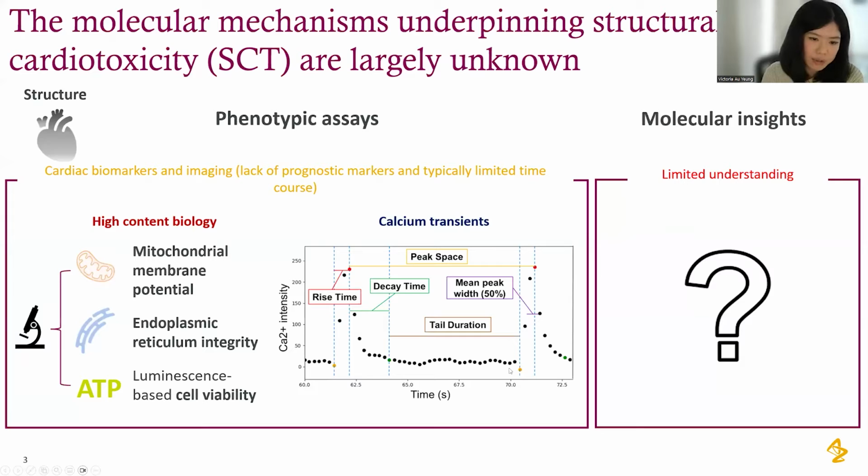But another challenge we face in structural cardiotoxicity is that even when we have these different assays at our disposal, it's very difficult to link them to the molecular mechanisms which drive SCT. Therefore, when we identify a drug which is potentially structurally cardiotoxic, more often than not, we will shelve that compound, and that leads to a lot of wasted time and money in trying to develop that compound in the first place. So if we can identify molecular insights, then we could potentially de-risk our compounds and save some of these compounds for future development.